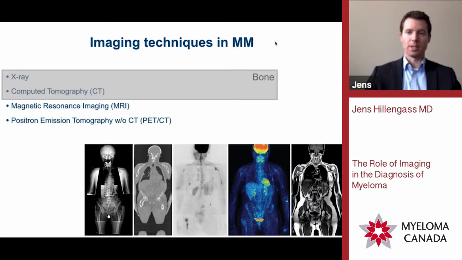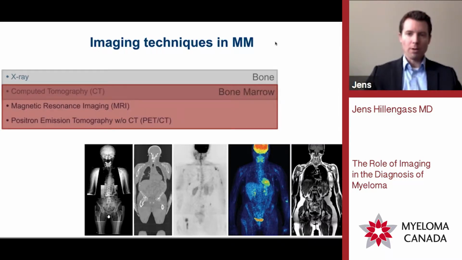What do we see in those techniques? X-ray and CT are the best for the bone disease, to see what is going on in the bone. Is there bone destruction? Is there osteoporosis, or are there osteolyses? The bone marrow can be detected to a certain degree by CT. I will show you what I mean with that. Also by MRI and also by PET. PET is usually combined with CT because the PET itself is rather blurry, as you can see here.